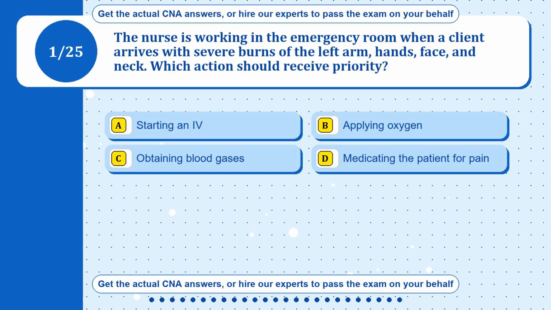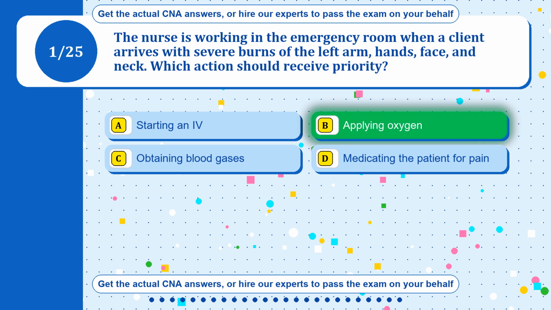Question 1. The nurse is working in the emergency room when a client arrives with severe burns of the left arm, hands, face, and neck. Which action should receive priority? Option A, starting IV. Option B, applying oxygen. Option C, obtaining blood gases. Option D, medicating the patient for pain. The correct answer is option B, applying oxygen.